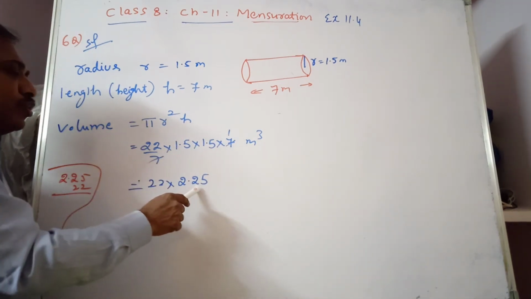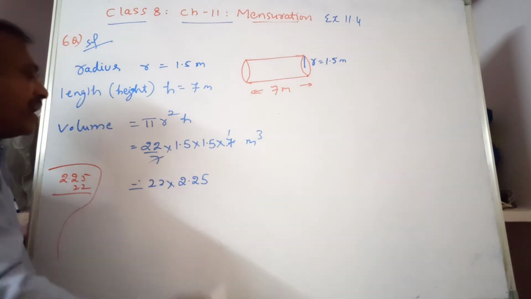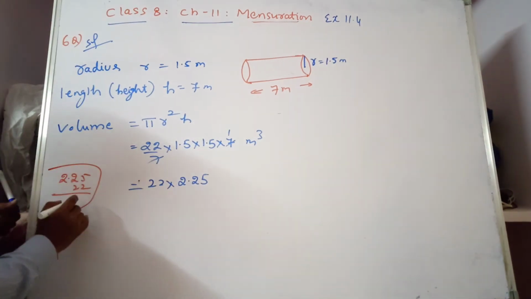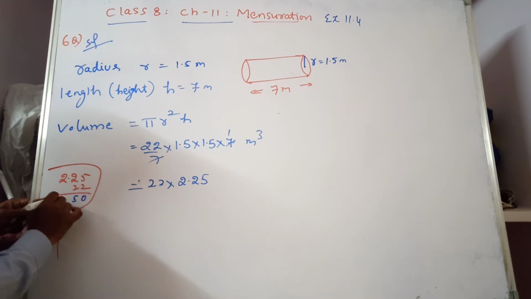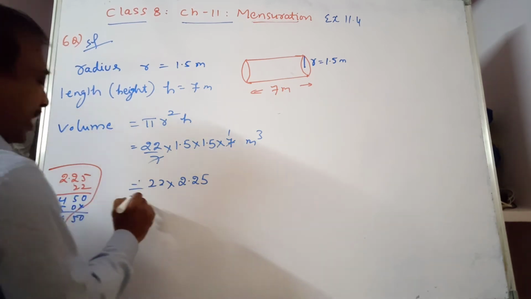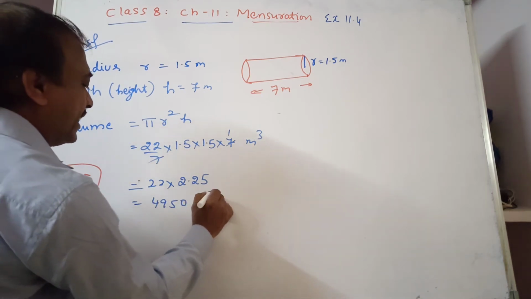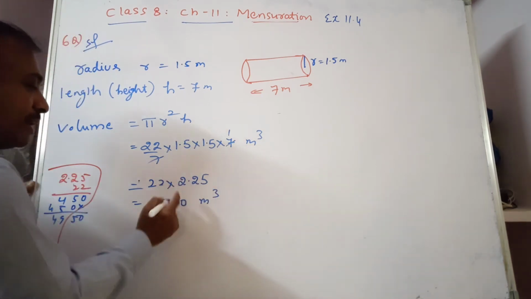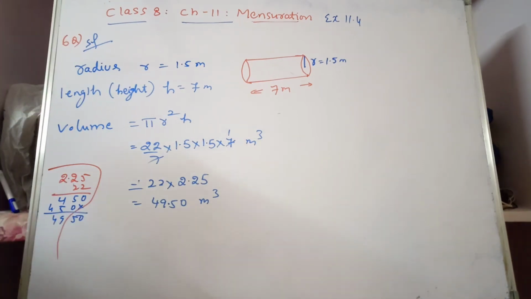15 15s are 225, decimal digit here after the decimal 1 and here 1, total 2. So 2.25 into 22, 2 2s are 4, 2 5s are 10, 2 2s are 4 plus 1 is 5, 2 2s are 4, 0 5 9 4. So here you have 4950 meter cube and you have decimal points, 2 decimal places you have to place.